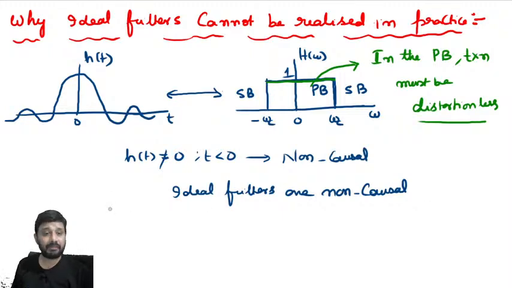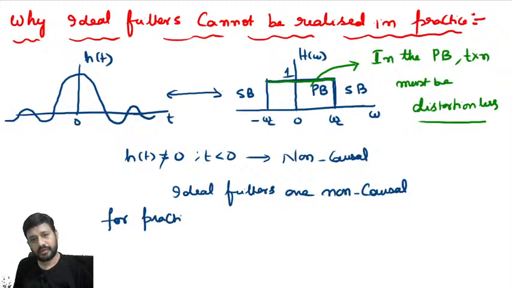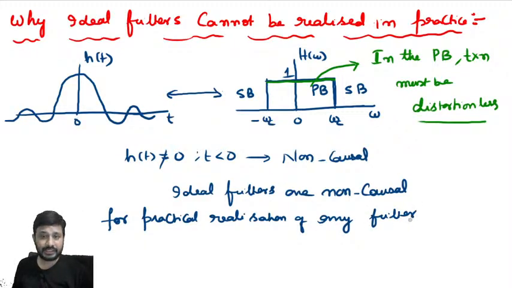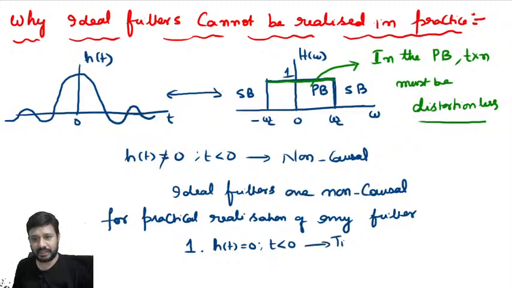See, one condition I am giving here for practical realization of any filter: two conditions must be satisfied. First one is your impulse response must be 0 for t less than 0, means it must be causal. This is what is known as the time domain condition. Time domain condition, impulse response must be 0 for t less than 0.